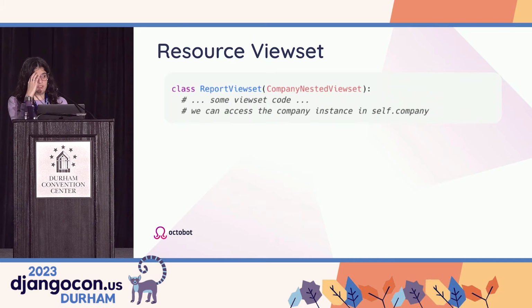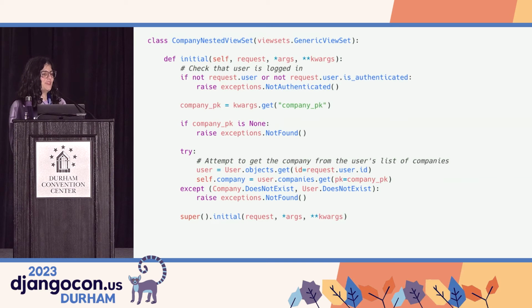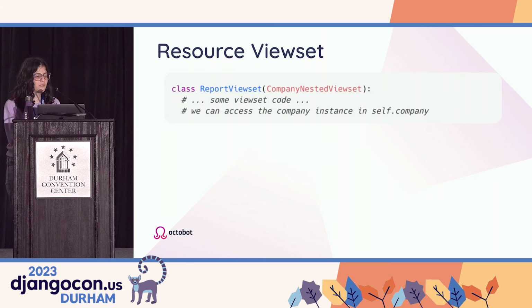And then in your resources, in the view sets, for example, you can simply inherit from the company nested view set that we just created, and it will perform the initial check. Sorry, I think I forgot to say it, but the initial, if you don't know, I didn't know it before I implemented this, it runs code before anything else is done with a request. So you can basically put any custom logic that you want there. So here it will run that code, and then we can just use our view set as usual.